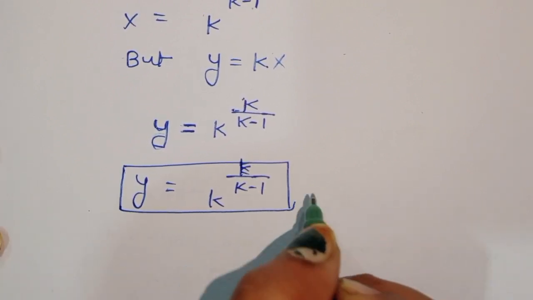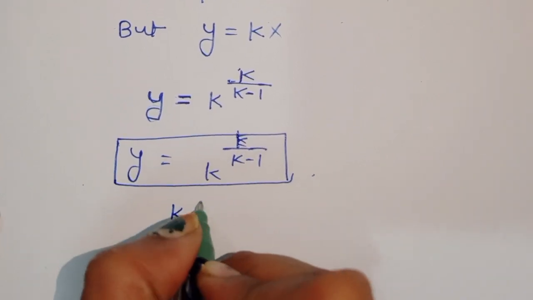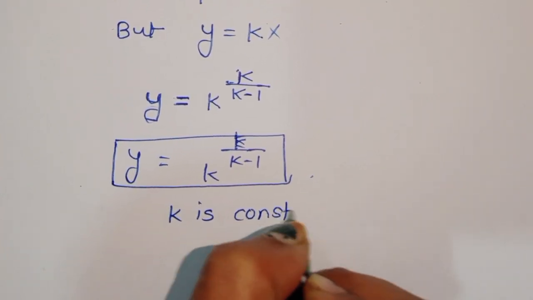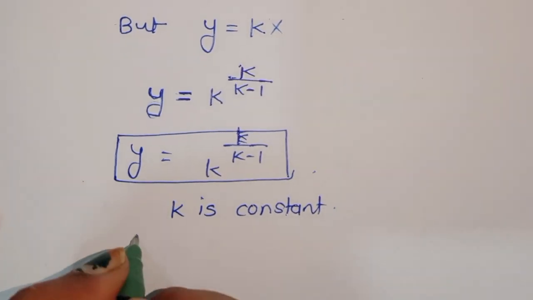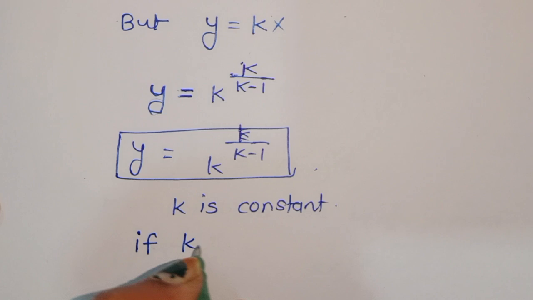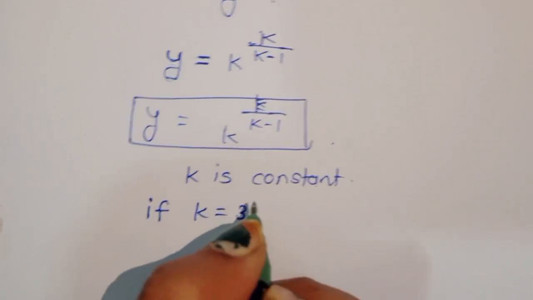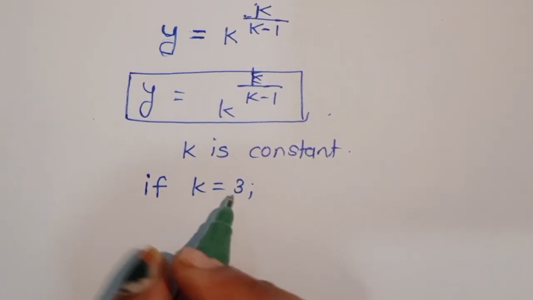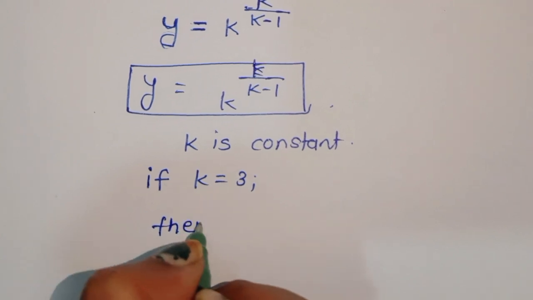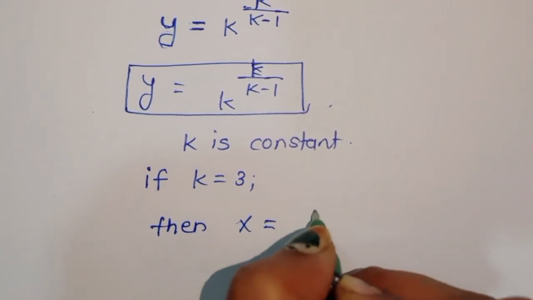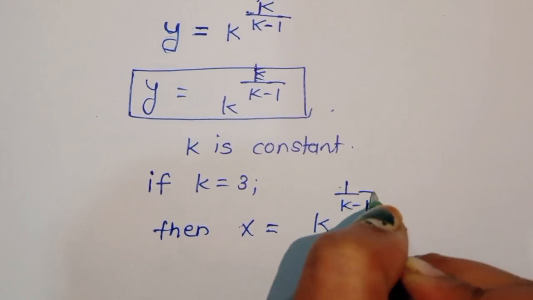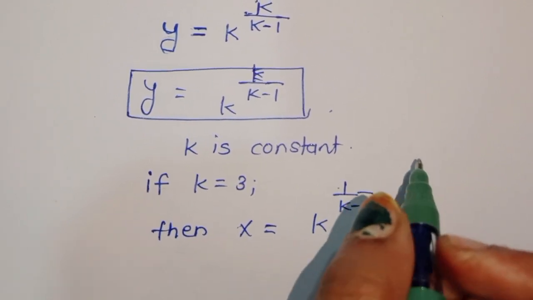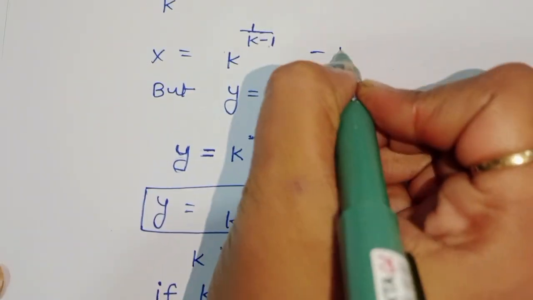This is the value of y, and k is constant. We already considered that k is constant. So we can consider, if k is equal to 3, then x is equal to k raised to 1 upon k minus 1. This is by equation 1. We already considered this as equation 1.